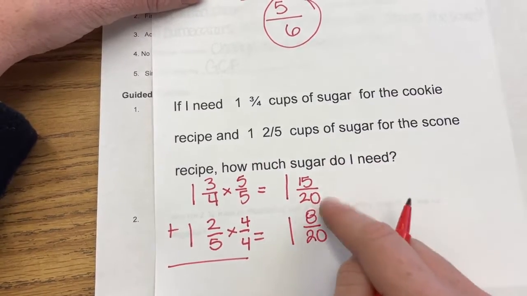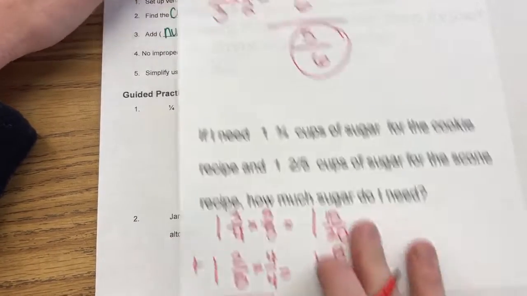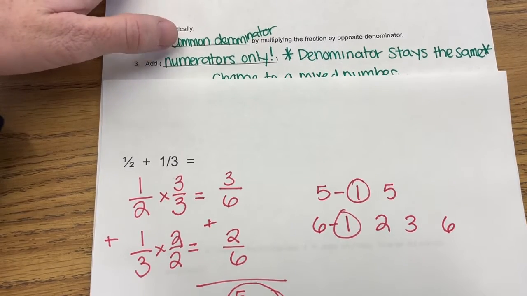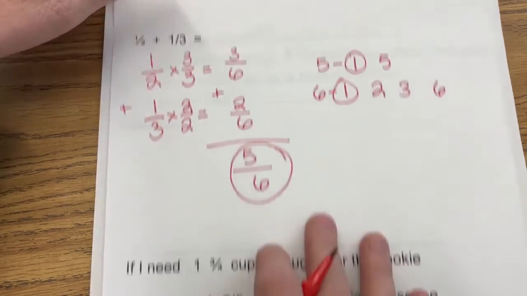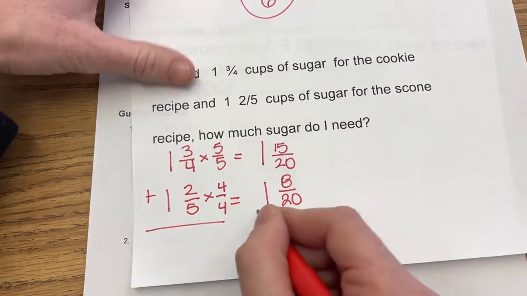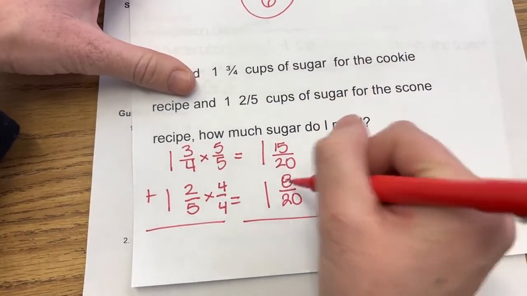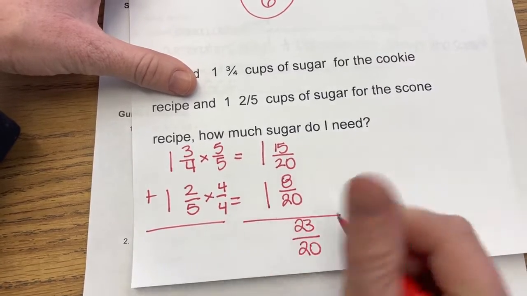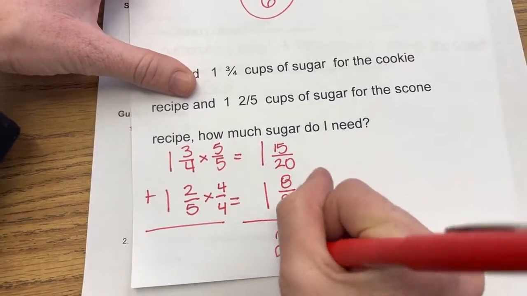What we notice is we have the same denominator now. Now I can add numerators only. The denominator stays the same. So I'm going to add 15 plus 8 is 23, and I have 20ths. 1 plus 1 is 2.